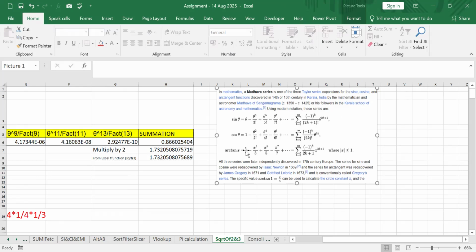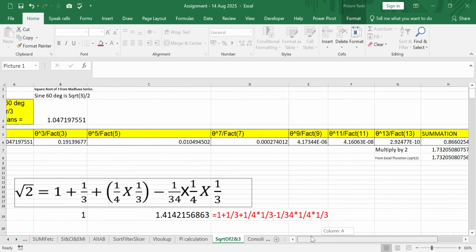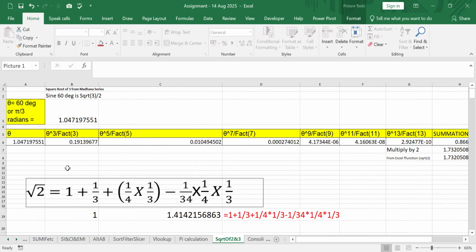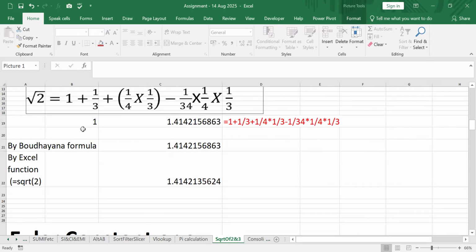We'll just take this equation, and I have written this equation here, and I'm taking theta equal to 60 degrees, and sine of 60 degrees, we know, is root 3 by 2. So root 3 by 2 is obtained by this entire thing. So on the left side, I got root 3 by 2.